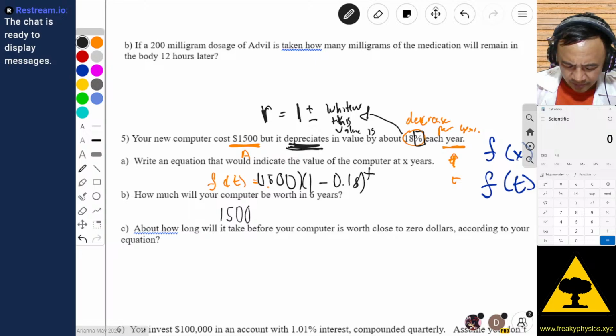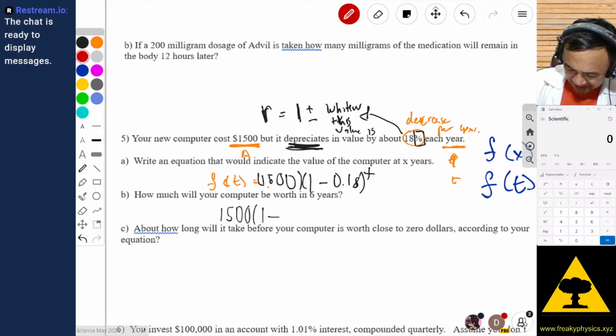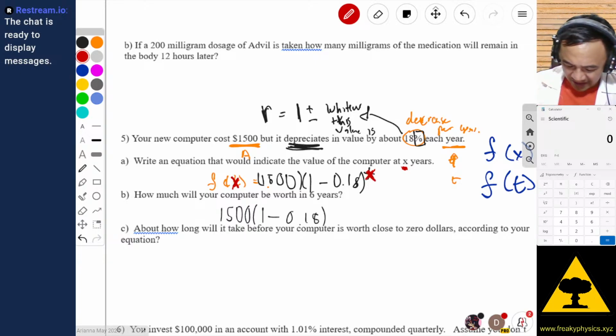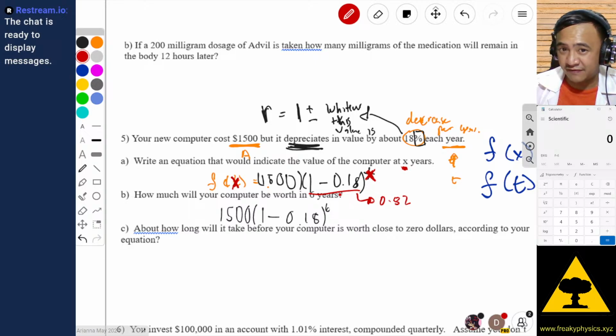So far, correct. So we change t to 6. One last thing, I just want to make sure, because it already said X years here, we need to change our letter to X. But either way, it should be fine. In fact, once you have this, you can do a shortcut right away and just say this is 0.82 straight away. Put that in the calculator, get the value, and done.